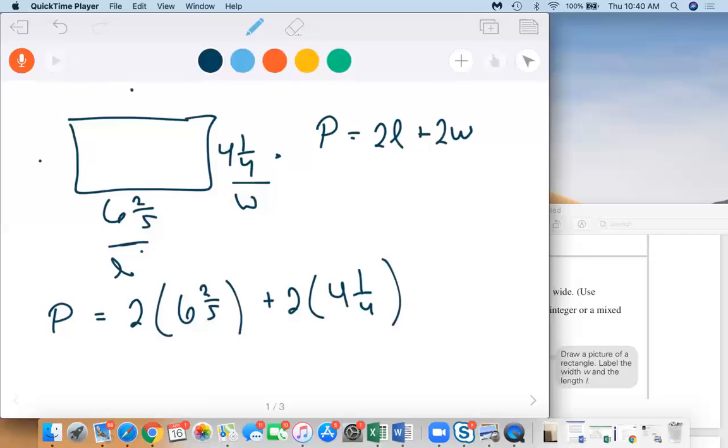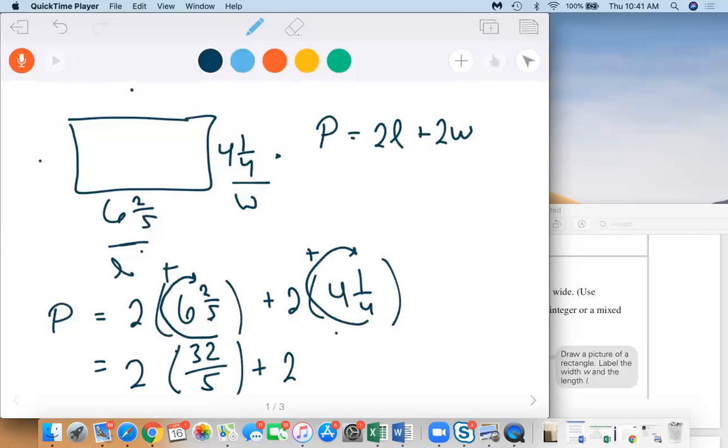So what we're going to do is first convert these to improper fractions, right? We have our little multiply and add. So let's write that out first. So now we have 2 times 5 times 6 is 30, plus 2 is 32, all over 5, plus 2 times, here we have 4 times 4 gives us 16, plus 1 is 17 over 4.